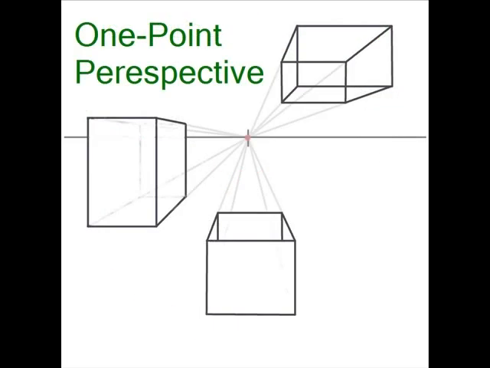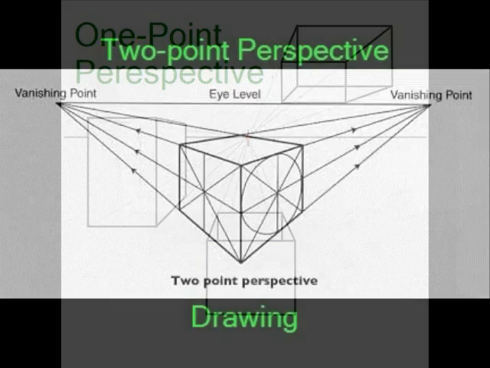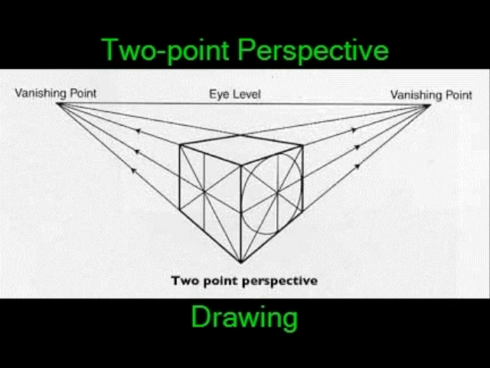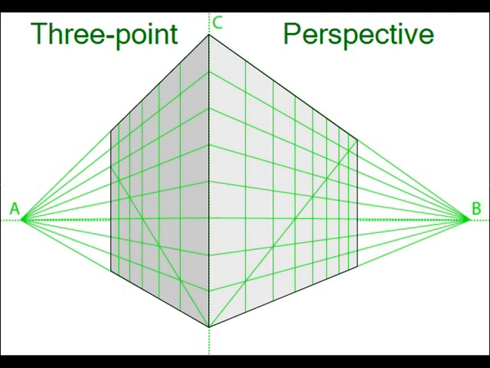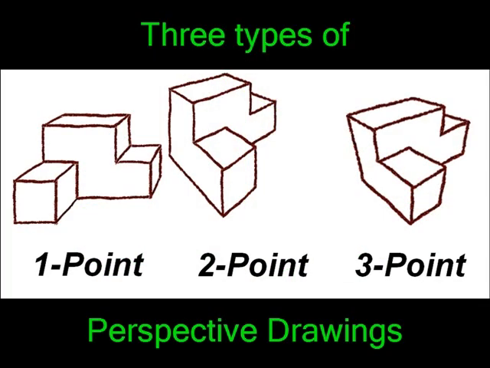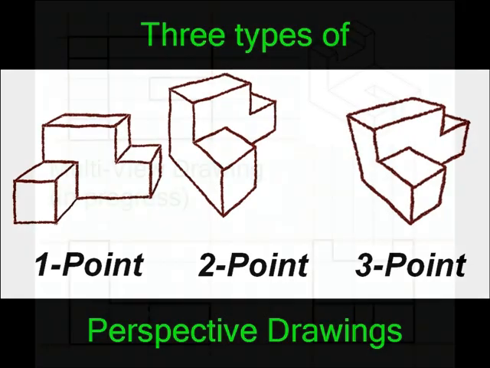The one-point perspective is relatively simple to make, but is somewhat awkward in appearance when compared to other types of pictorial drawings. The two-point perspective drawing is the most common type of perspective drawing. The three-point perspective drawing can give the viewer two views of an object, either a bird's eye view or a worm's eye view, as in this example. These are the three types of perspective drawings, placed together so you can see the differences between the three.